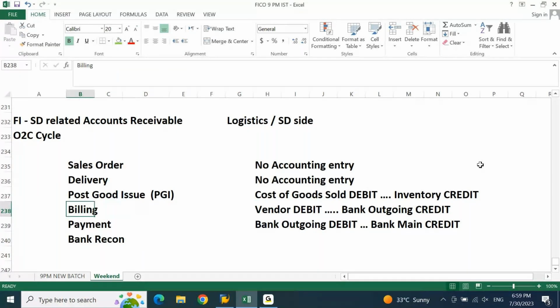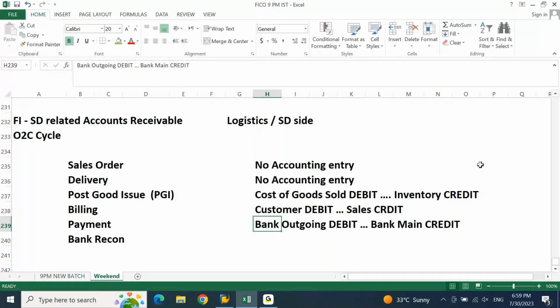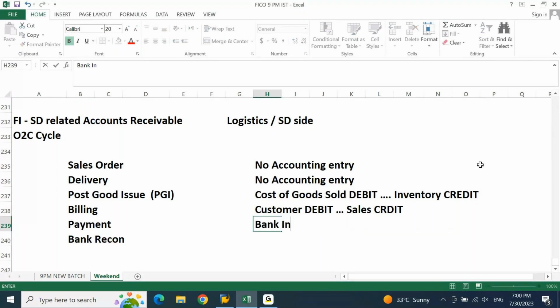After that, you are going to have a billing. In the billing, the accounting entry is: customer account will be debit and sales account will be credit. Customer account debit, sales account credit when it comes to billing. And on the other side, when we write payment document, your bank incoming will be debit, customer account will be credit. This is the accounting entry we will be writing when it comes to customer payment, in short, the customer receipt.